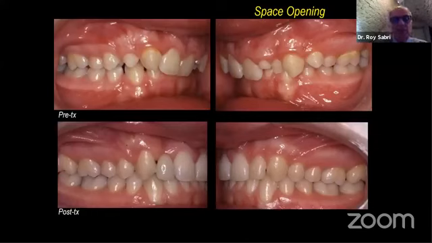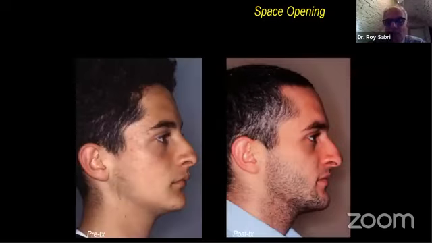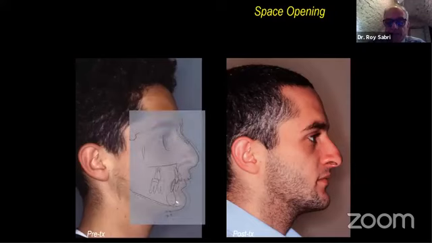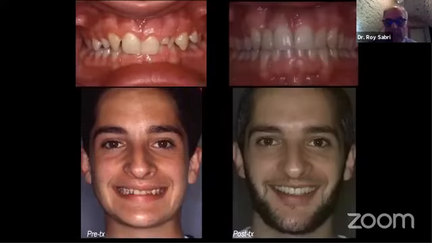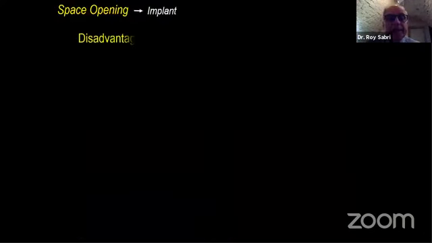So that's the importance of bone graft. That's an end result. It's a non-extraction case, it's space opening. And you see, despite there being a lot of growth, look at the lid support now. And of course, the smile.